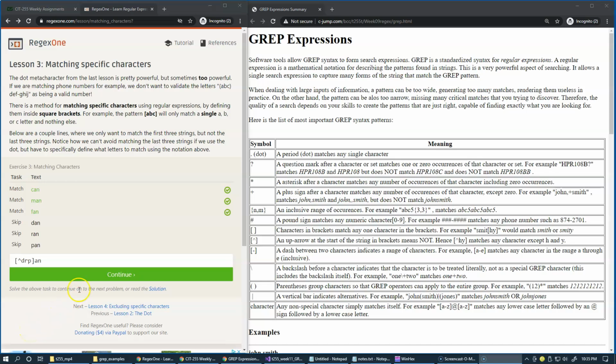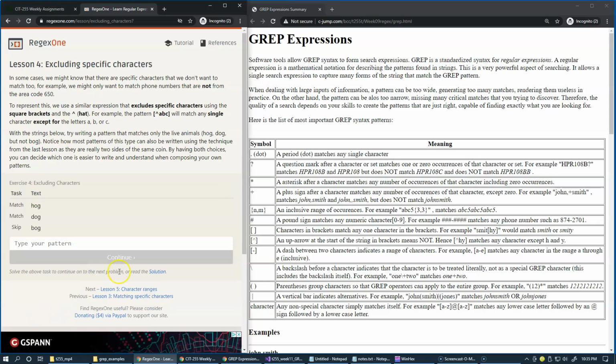Our next regex 1 lesson is to exclude specific characters. Basically, we need to exclude the last input, bog, whereas we include the first two. So again, it's very similar to the previous lesson. The difference is only in the first character of these three inputs.